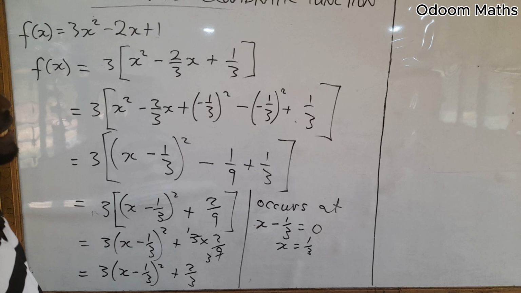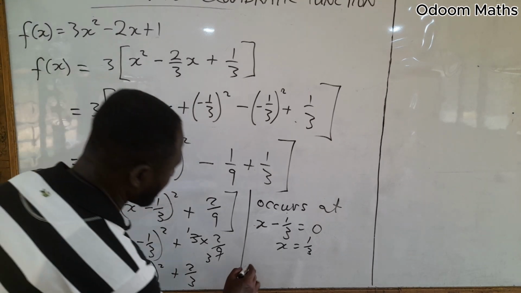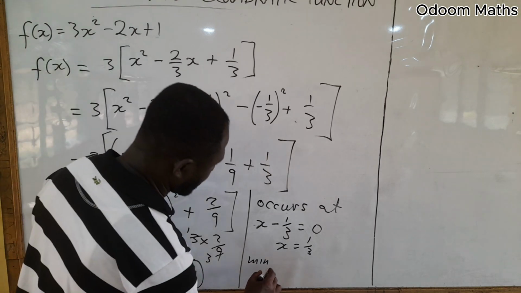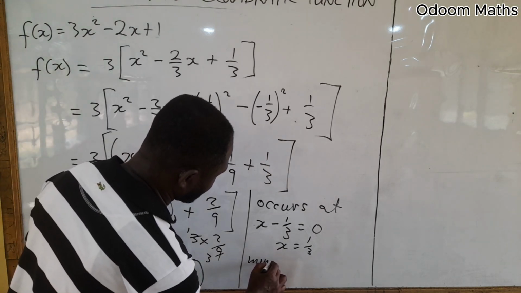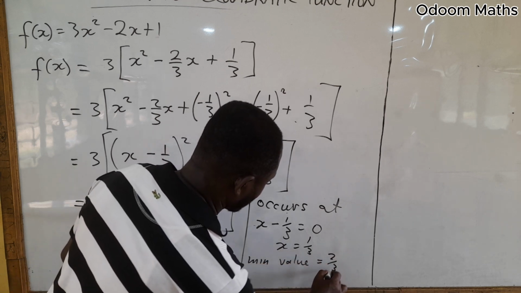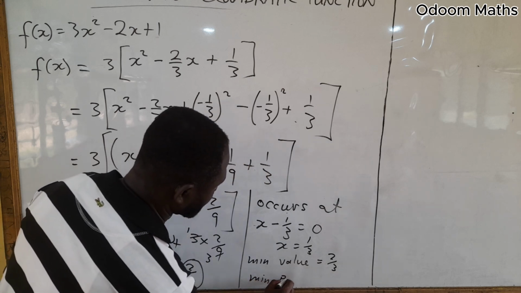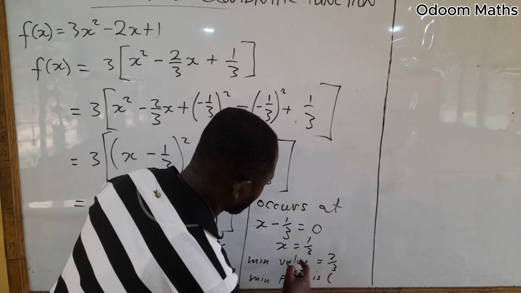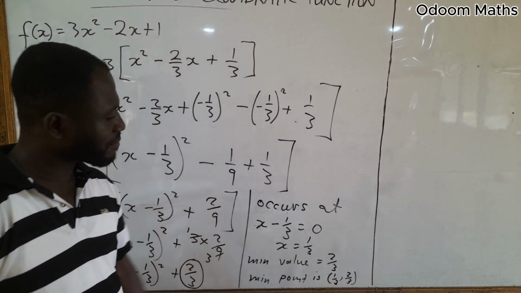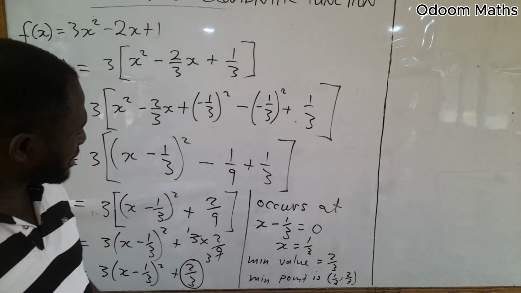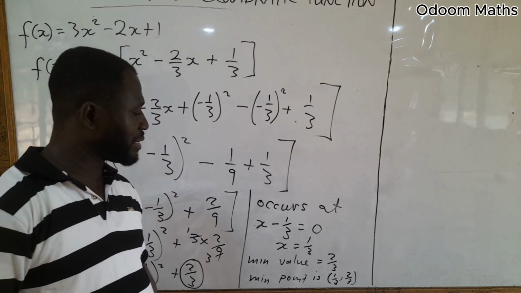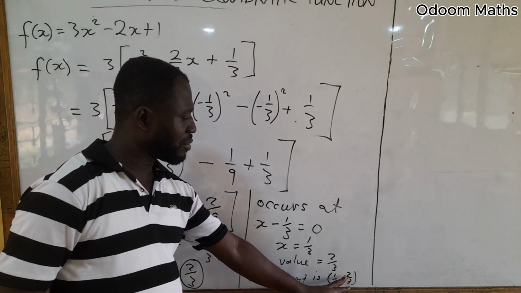So we are to look at the minimum points. The minimum value is 2 over 3. Let me write all of them here. Minimum value is equal to 2 over 3. Then the minimum point is, that one should be in brackets, 1 over 3, comma, 2 over 3. So this is the answer to that question. We found the minimum value to be 2 over 3 and the minimum point to be 1 over 3, comma, 2 over 3.